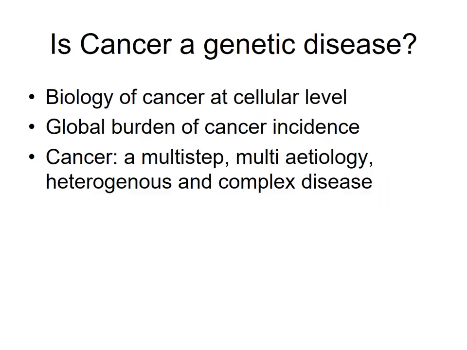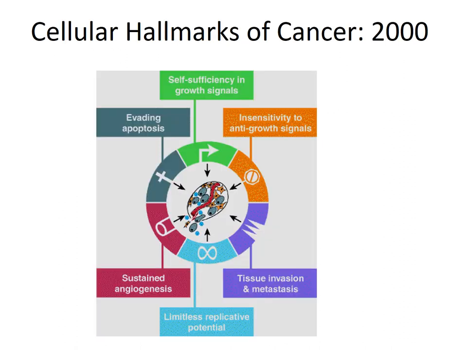Let's see. Before that, let us see the current update on the biology of cancer at cellular level and why cancer research is still such a big problem. That is because of the global burden of cancer incidence, and we will see a few characteristics of cancer which make it so complex.